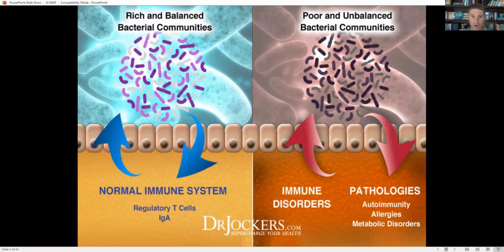And so when we look at the gut, we know that there is one cell wall that separates the blood and the digestive system. And when we have rich and balanced bacterial communities, we have a normal functioning immune system, a really good, potent, strong immune system that keeps pathogens down, but doesn't overinflame our body. However, when we have a poor and unbalanced bacterial community or dysbiosis, we end up with an immune system that's targeting its own tissue, that's creating lots of inflammation, and we end up with autoimmunity, allergies, and metabolic disorders.